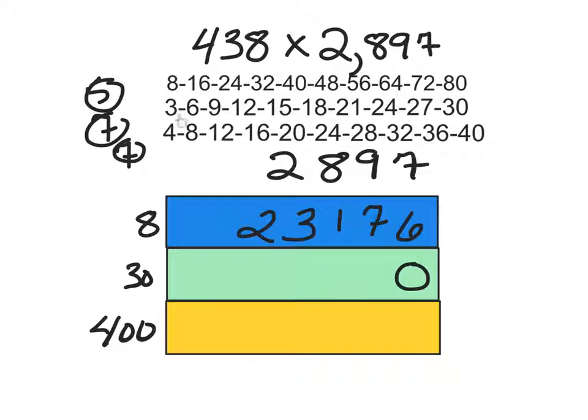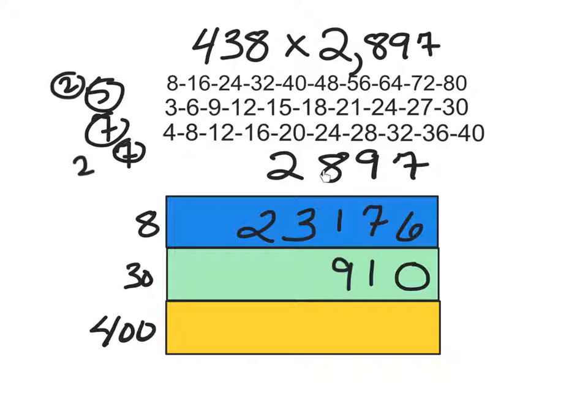3 times 7. 1, 2, 3, 4, 5, 6, and 7 gives me 21. I'm going to drop the 1 and carry the 2. Drop that 1, carry that 2, and move along. 3 times 9. 1, 2, 3, 4, 5, 6, 7, 8, and 9 gives me 27. Plus this 2 here will give me 29. I'm going to drop the 9, carry the 2, and move along.